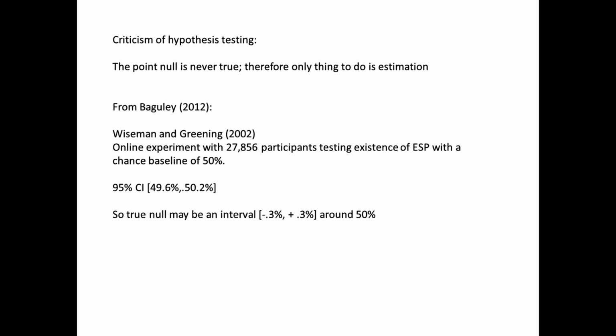Yes, if you're doing ecology or voting behavior or stuff in the wild, uncontrolled experiments, then maybe the point null isn't true. But if you're doing controlled experiments, it strikes me as often a good enough approximation. Why good enough? Well, this suggests that the true null in this case was somewhere between minus 0.3 and plus 0.3%. Okay? Probably even smaller than that, but at least it was within those limits.